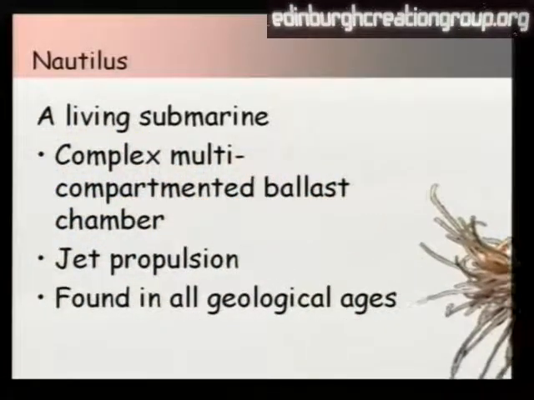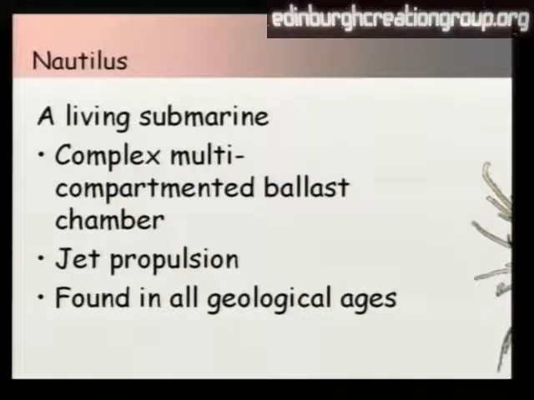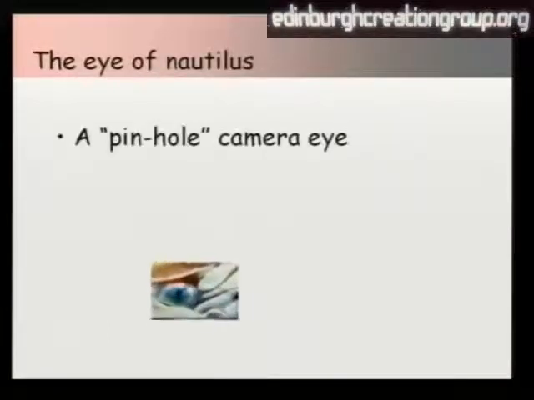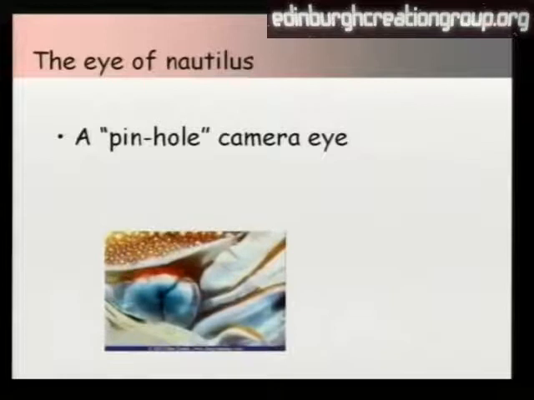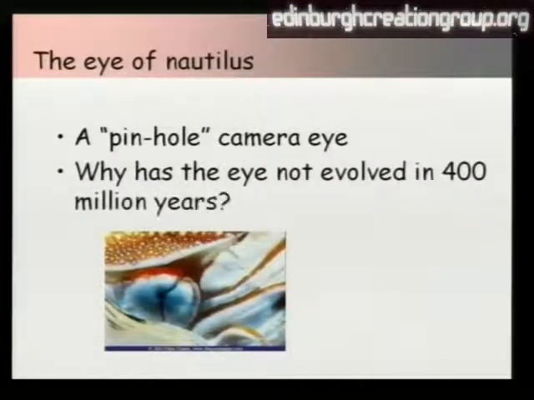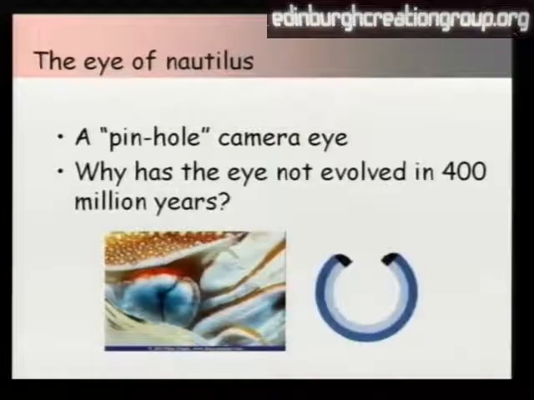But one interesting thing about this creature is it doesn't seem to evolve. So a nautilus you dig up that's supposed to be 400 million years old looks like a nautilus today in all the essential features. But when we're talking about eyes, the eye of the nautilus is very interesting because the nautilus has a pinhole camera eye, which is not very complicated. Here's a picture of the eye of the nautilus. Here's a diagram of what it looks like. But its eye has not evolved in 400 million years.